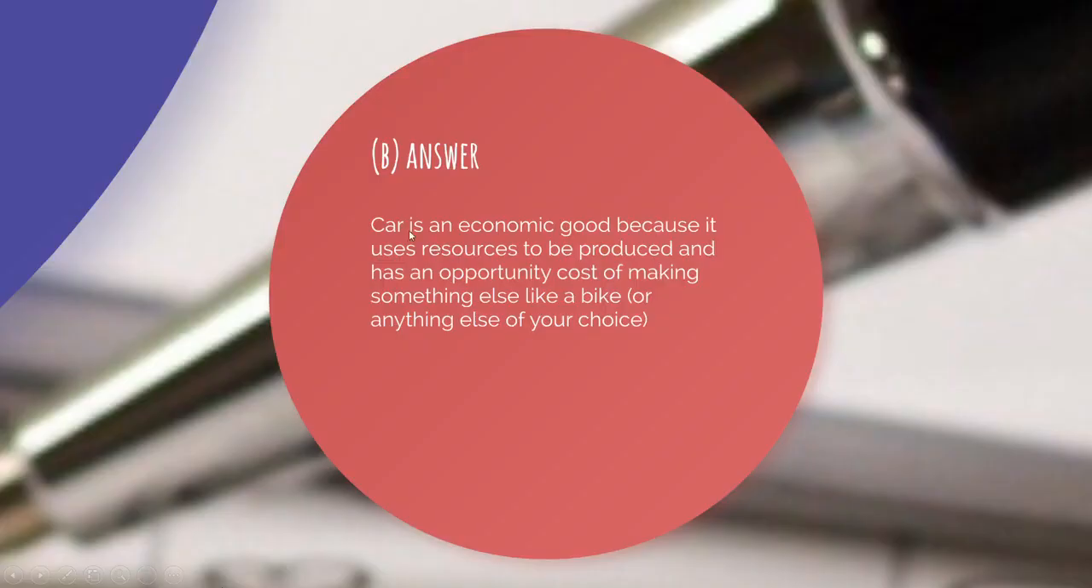A car is an economic good because it uses resources to be produced and has an opportunity cost of making something else, like a bike or anything else of your choice. Basically, there are points in this which will give you a full 4 marks. Why is it an economic good? Because it uses resources to be produced, it has an opportunity cost, and you can also make something else and give an example, or I just leave it to you guys, you can choose anything you want.